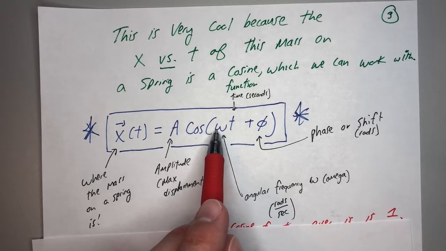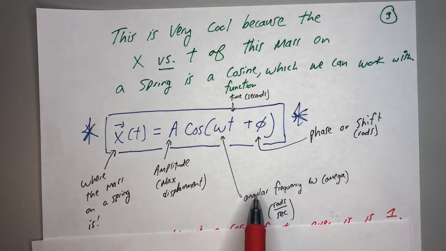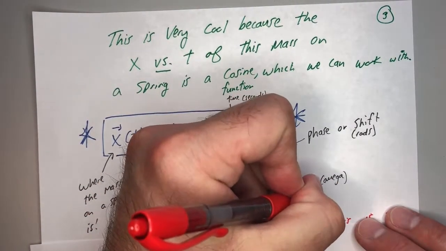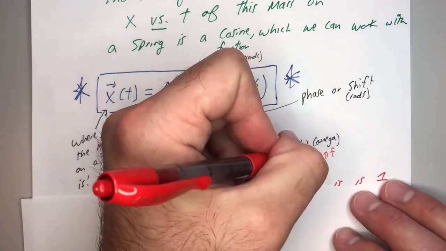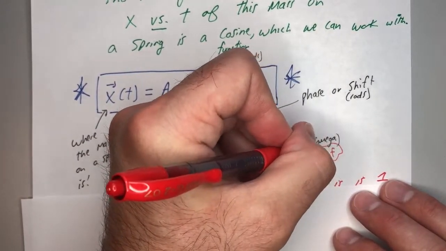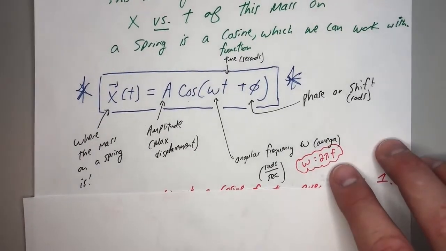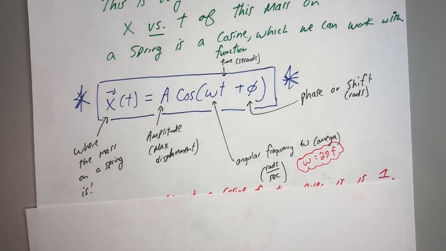Omega, I kind of made it look like a W. It is not. It's omega. It's something called angular frequency. And we're going to deal more with this. Write it down for now. But angular frequency is related to just straight up regular frequency. It's just omega equals 2 pi f. Don't stress about that now. It's not the main point of our lesson. I'm just having you put that in your notes.